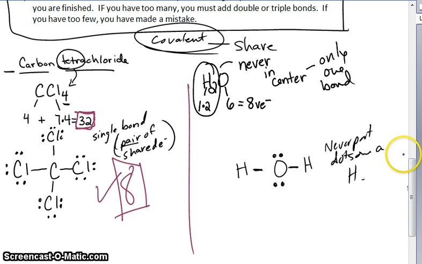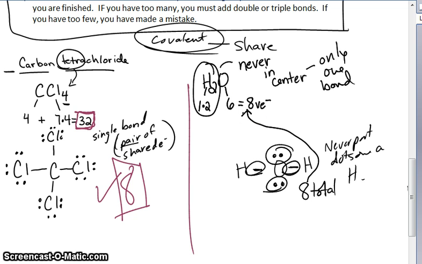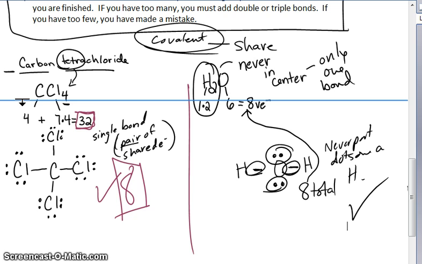And then we're going to count our total electrons. I have 2, 4, 6, 8. I have 8 total electrons in this drawing. How many electrons am I supposed to have in this drawing? Go all the way up here. I'm supposed to have 8. Yippee! That's correct! Yay! The crowd goes wild.